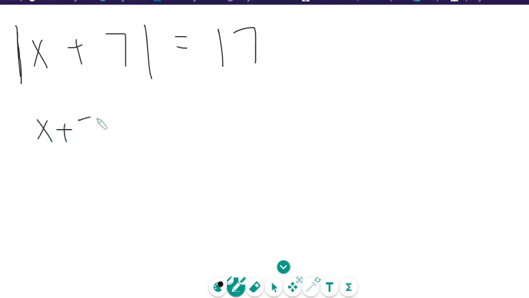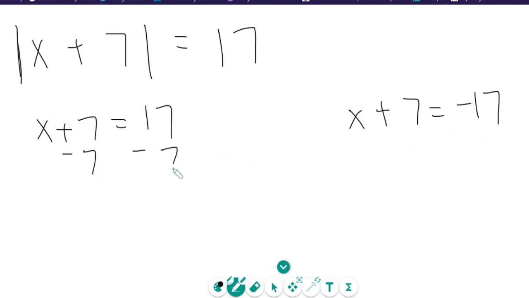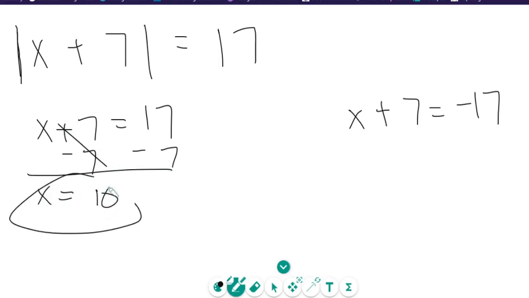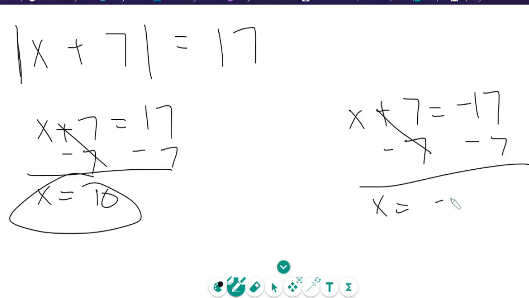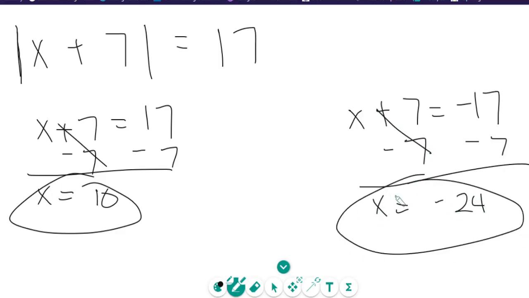X plus 7 equals 17. We have x plus 7 equals negative 17. Minus 7, minus 7, the x by itself. We have x equals 10. This one, minus 7, minus 7, x equals negative 24. So 10 and negative 24 are your answers. You can check that by plugging it in here. Check this one by plugging it in here. It will be equal to negative 17 or 17.